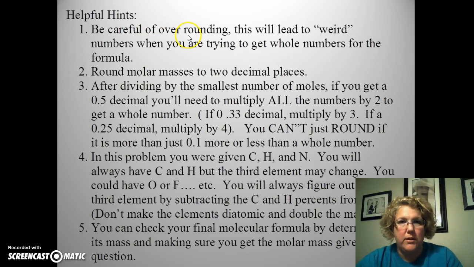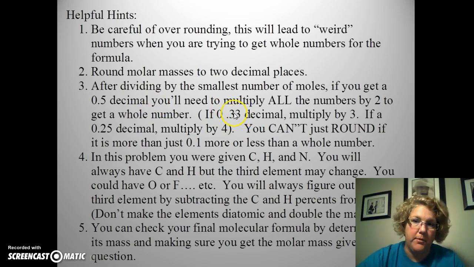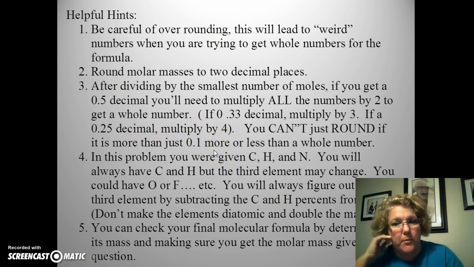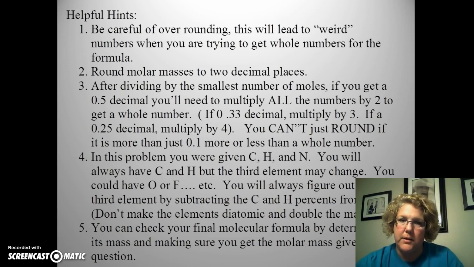So just some reminders in that type of problem. Don't overround, you'll get weird numbers at the end. Keep at least 2 decimal places in your molar masses. If you end up with, instead of a whole number at the end, if you get a half, well, double all your numbers. If you get a third, triple all your numbers. And if you get a quarter, quadruple all your numbers. You can't just round it. I saw people rounding like 3.5 up to 4. That's not legal. You just have to double all the subscripts at that point.